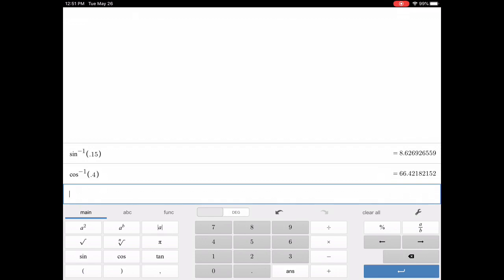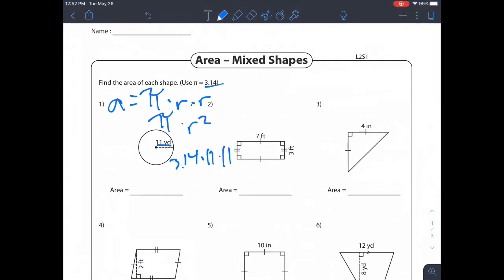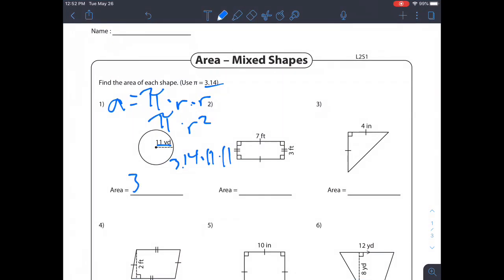3.14 times 11 times 11. And that gives me 379.94. Lovely, so that's my answer. Oh, you can see some problems still on that calculator from my pre-calculus I was doing. So that answer was 379.94. When we talk about area, we have our units squared.